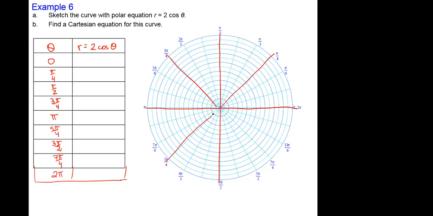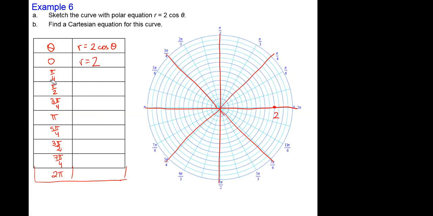And we know how cosine behaves. It's more like a circle. Okay, 0. Cosine at 0 is 1. 1 times 2 is 2. That means for the 0 degree, which is this one, the distance is 2. Let's say this is 2.